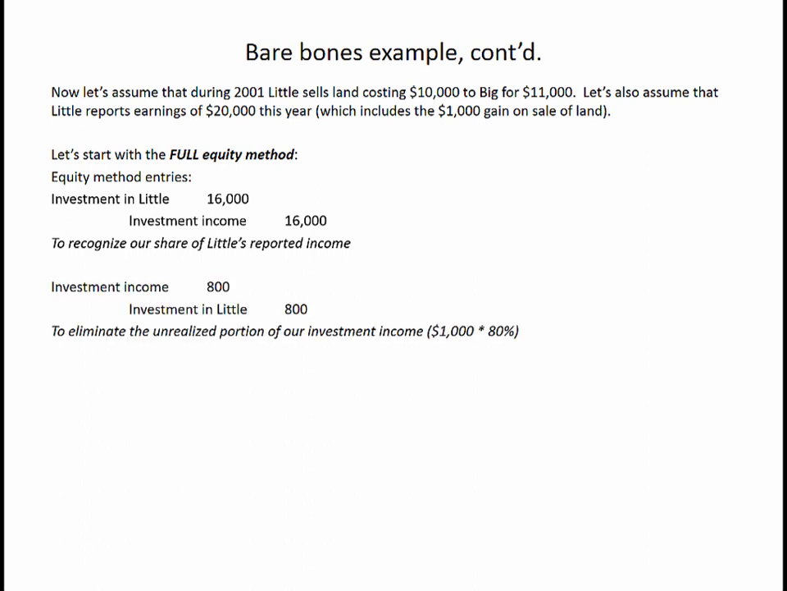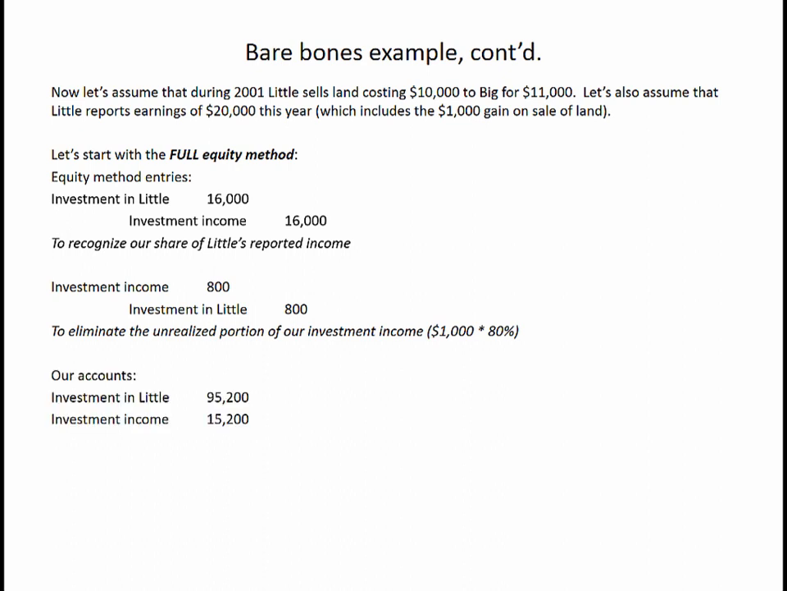But then under the full equity method, they're going to have to back out or eliminate the unrealized portion of that. Of the $20,000 of earnings, $1,000 of that was the unrealized gain on sale of land. Unrealized because the earnings process hadn't been completed, the land hadn't been sold to an external economic agent. So they need to take away the portion of their investment income that was unrealized. So $1,000 of income was unrealized, their share of that, $800.